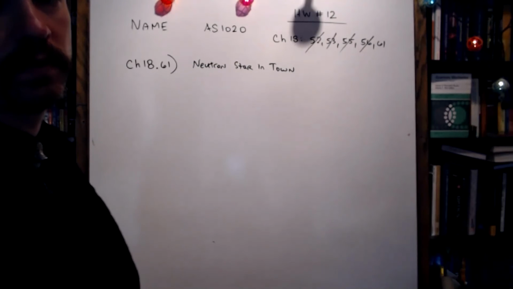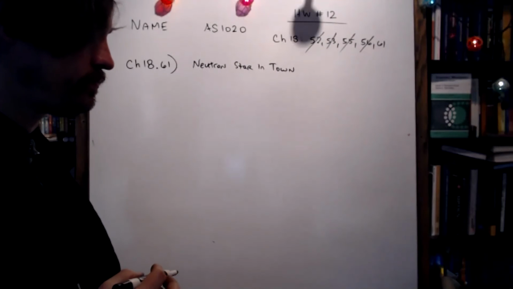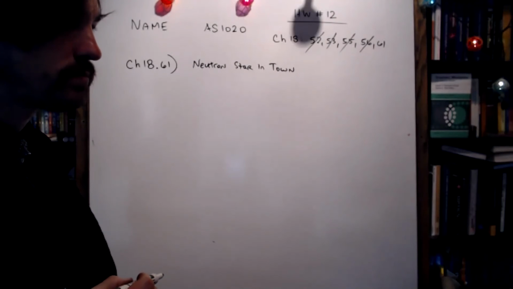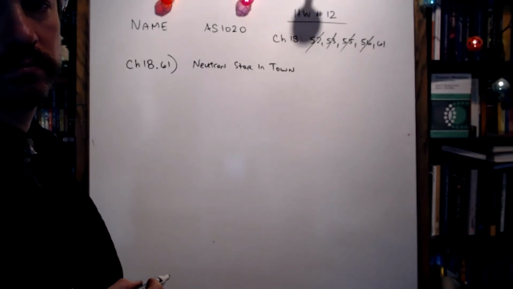Hint, consider the mass of Earth to be distributed in a spherical shell over the surface of the neutron star, and then calculate the thickness of such a shell with the same mass as Earth.